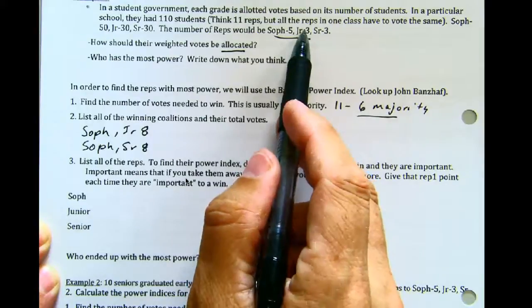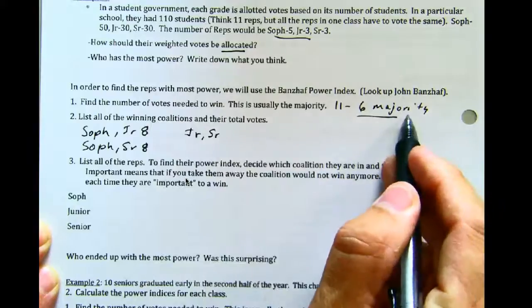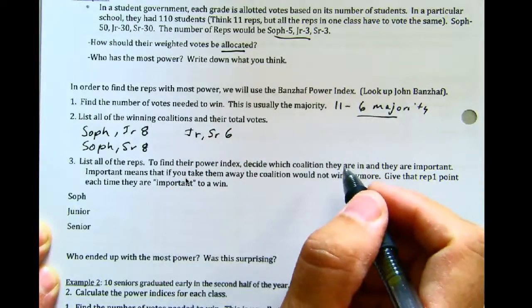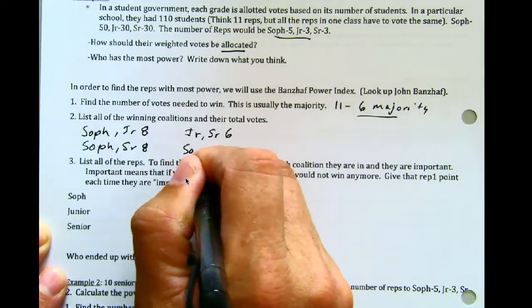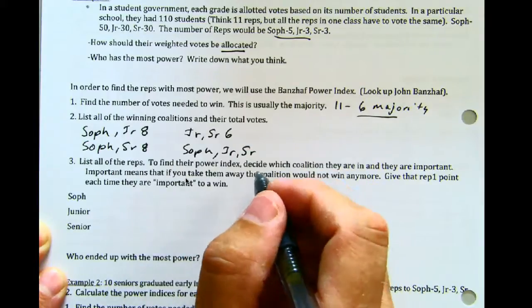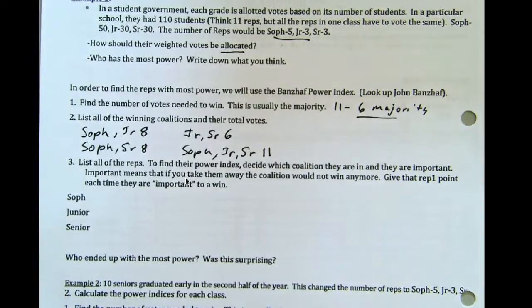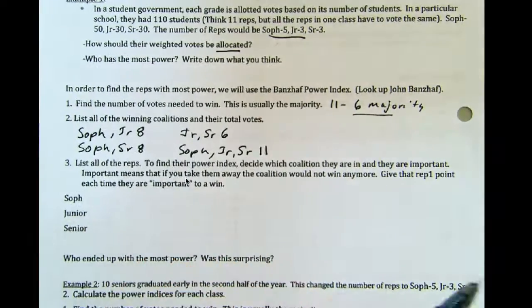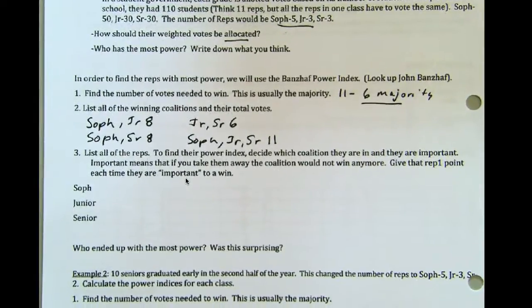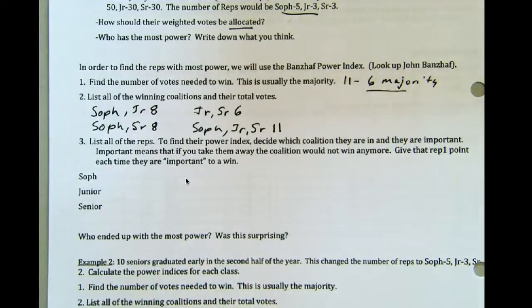And what about juniors and seniors? That gives us 6. Does that win? Yep, that wins. What about if we had all 3? Sophomores, juniors, and seniors, that would be a winning coalition, with 11 votes, which would be all of them. This is kind of like alliances in a reality show like Amazing Race. You make alliances and try to figure out who you can work with to get the winning coalition.